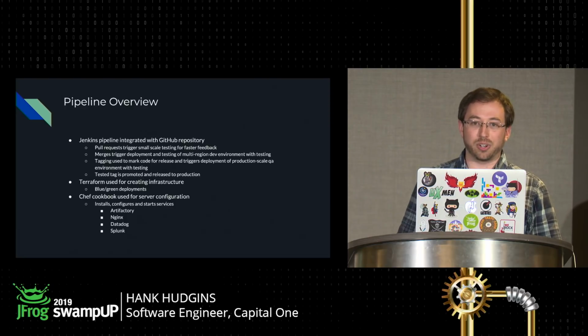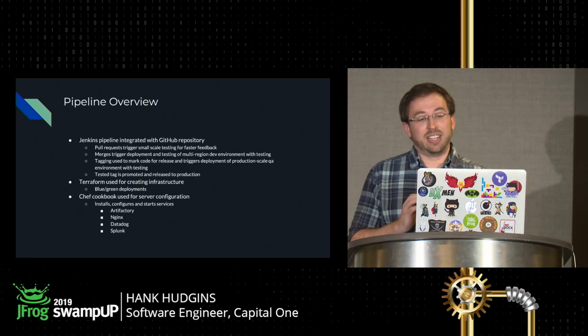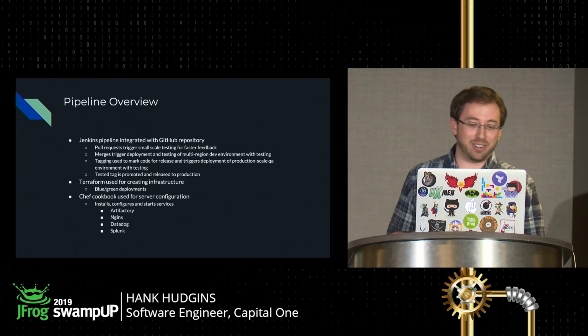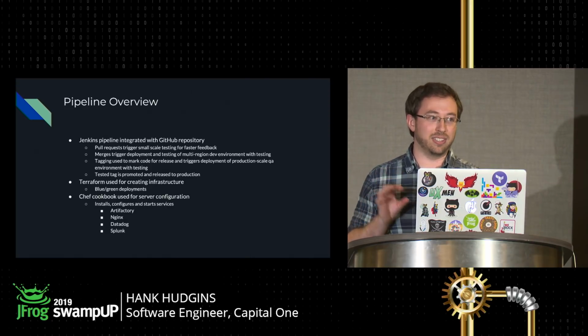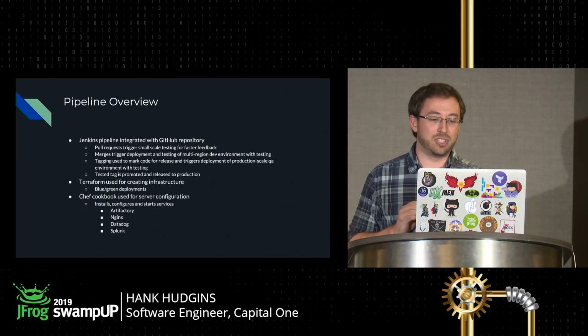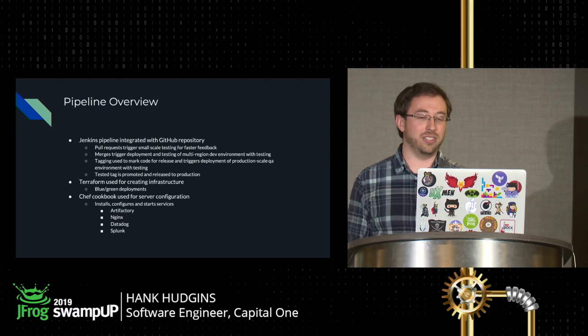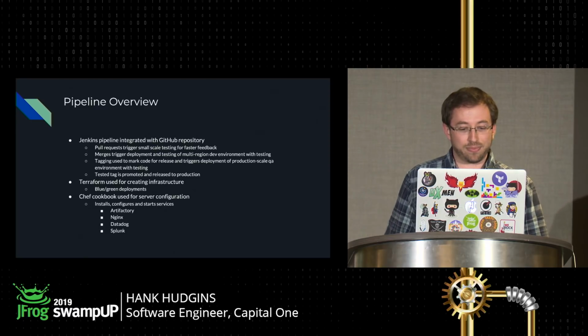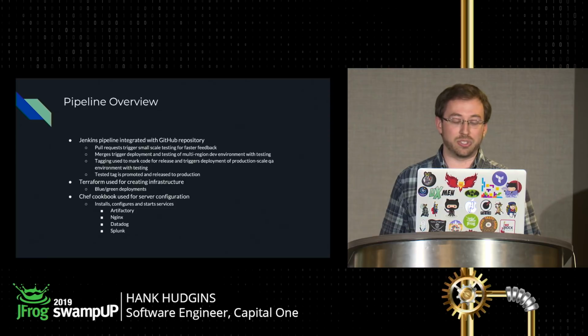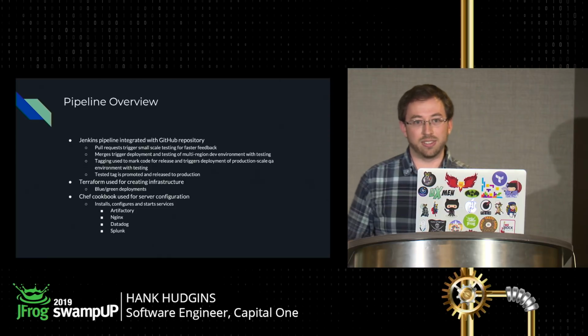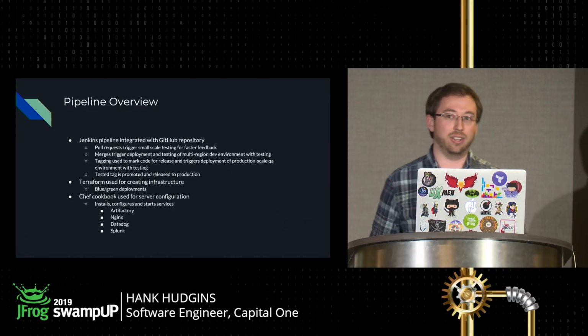So we use Terraform for creating our infrastructure, and I put blue-green deployments in here, but it's not quite blue-green. You'll see what I'm talking about. It's a little complicated when you have a centralized database connected to these Artifactory HA clusters. So we have a pseudo blue-green strategy for our deployments. And then we use a Chef cookbook for our server configuration. That installs, configures, and starts our services. The different services we have are Artifactory, Nginx for the reverse proxy, Datadog for monitoring, and Splunk for collecting our logs.